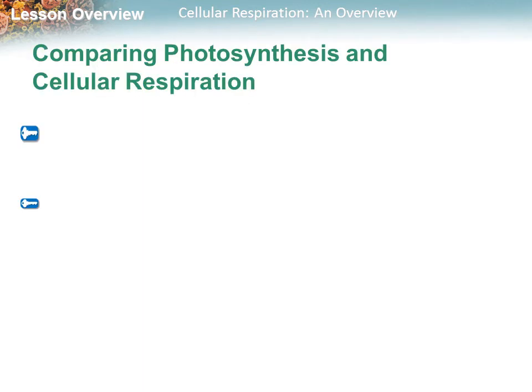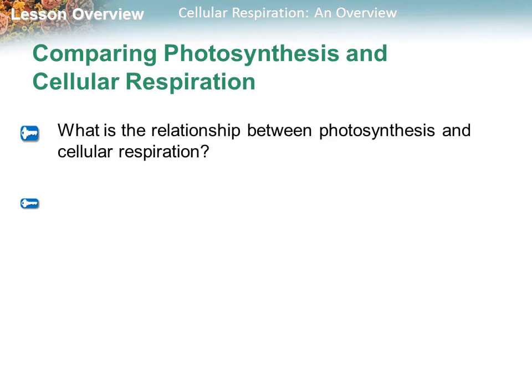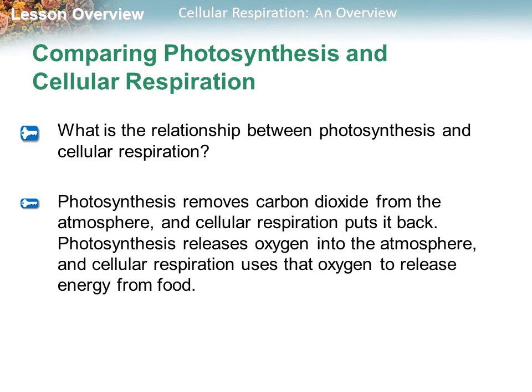Now let us see the relationship between photosynthesis and cellular respiration. What is the relationship between them? Photosynthesis removes carbon dioxide from the atmosphere, and cellular respiration puts it back. Photosynthesis releases oxygen into the atmosphere, and cellular respiration uses that oxygen to release energy from food.